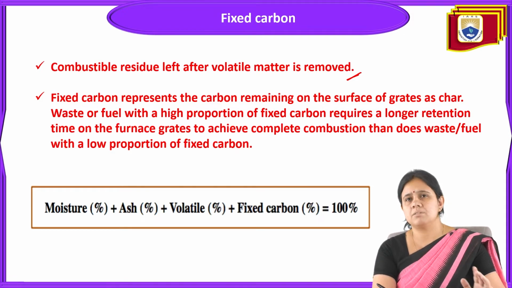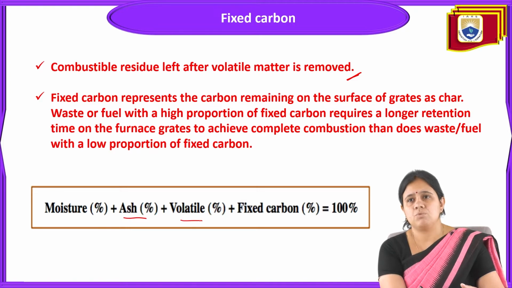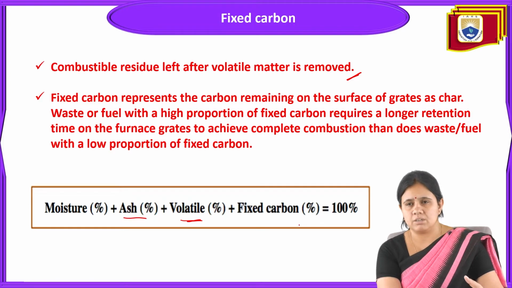So fixed carbon represents the carbon remaining on the surface of the grates as char of the waste or fuel. A high proportion of fixed carbon requires a long retention time on the furnace grates to achieve complete combustion than does waste or fuel with a low proportion of fixed carbon. That's why moisture percentage plus ash percentage plus volatile matter percentage plus fixed carbon percentage is equal to 100%.